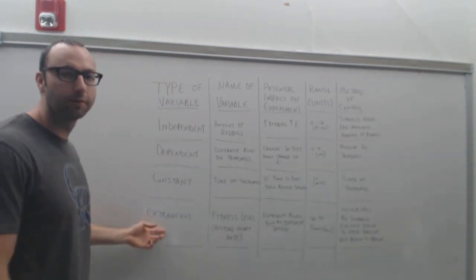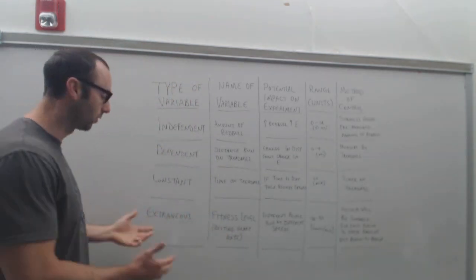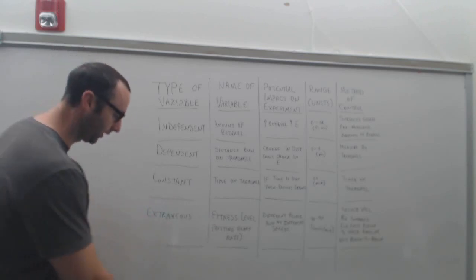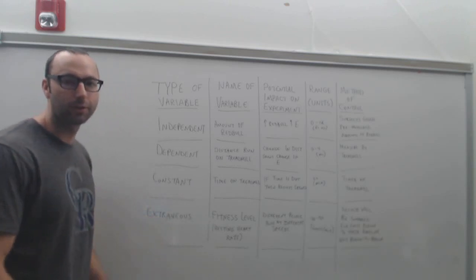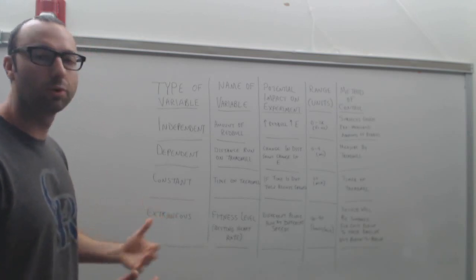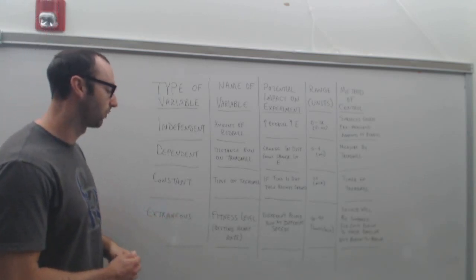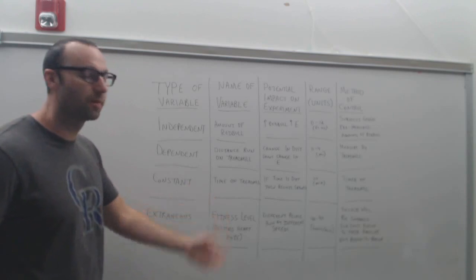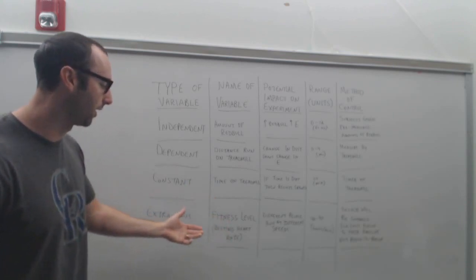The last category of variables in an experiment for this course are called extraneous variables, and you'll see that it has the word extra here. Those are extra things that might skew your results or mess up your experiment. So we're going to talk about those ahead of time before we begin the experiment.